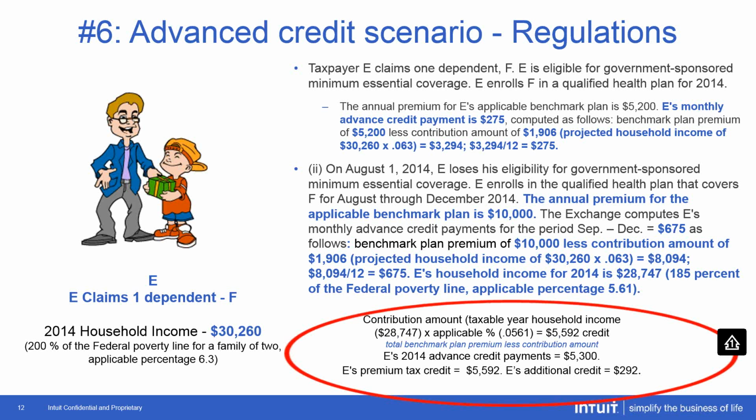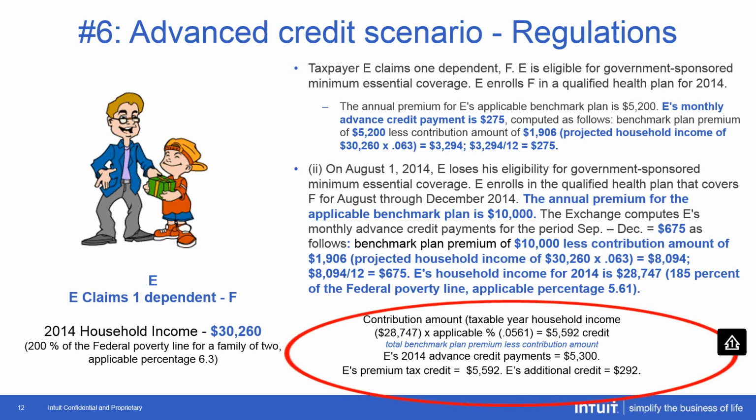Okay, moving on. We have use case number 6, an advance credit scenario taken from the regulations. We have taxpayer E claims one dependent, F. E is eligible for government-sponsored minimum essential coverage. E enrolls F in a qualified health plan for 2014. The exchange for E's rating area projects E's 2014 household income to be $30,260. The annual premium for E's applicable benchmark plan, $5,200. E's monthly advance credit payment is $275.